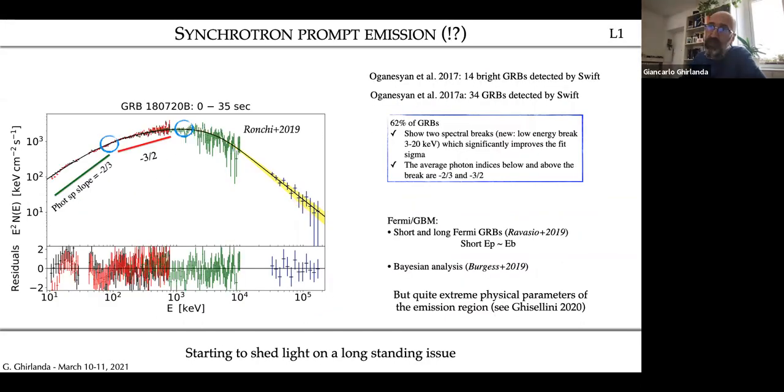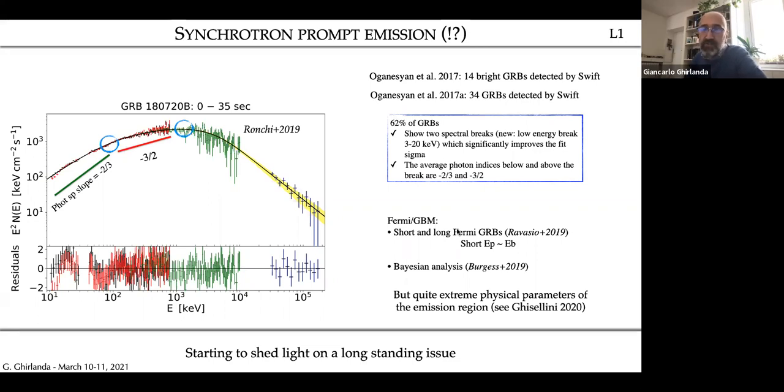This is the maximum frequency, nu m, corresponding to the minimum injected electron energy. This is the cooling frequency, corresponding to the energy where electrons cool. And the slopes below the cooling frequency and above the cooling frequency are roughly consistent with the synchrotron slopes. These are some of the papers that made these studies. And I would say that after years, we see the end of the tunnel in interpreting the synchrotron prompt emission, even though this interpretation is not completely closed. There are still some problems. So I think I can stop here.